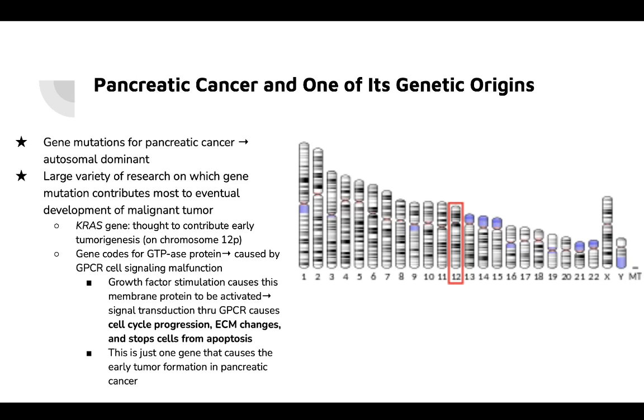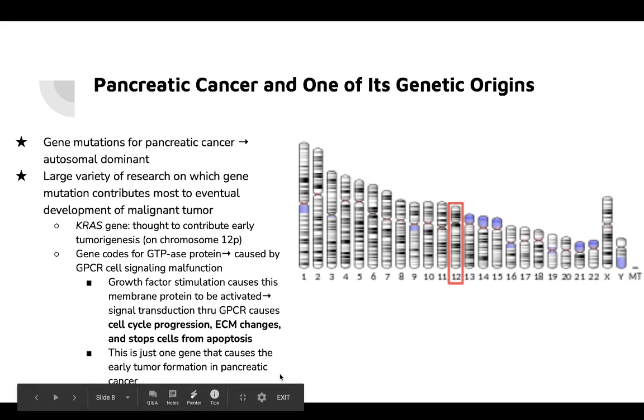All right, so let's go into where pancreatic cancer gets its genetic origins. Gene mutations for pancreatic cancer are autosomal dominant, which means that they are not in the sex chromosomes, but they are dominant in terms of traits. There's a large variety of research on which gene mutation contributes to the eventual development of a pancreatic tumor, but one of the widely agreed upon ones would be the KRAS gene, which is thought to contribute to early tumorigenesis, or early formation of the tumor. And this gene is on chromosome 12p, which you can see over here.